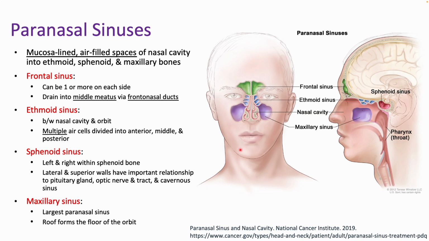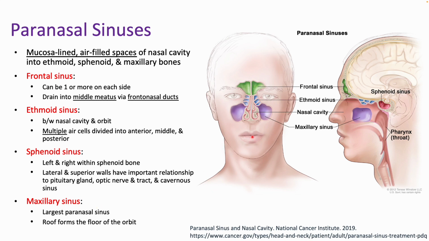The lateral and superior walls have a really important relationship with the pituitary gland, which you can see, this tiny pituitary gland right here. It has an important relationship with the pituitary gland, the optic nerve and tract, and the cavernous sinus. If you go back to the video that had the cavernous sinus, you can see in that drawing and the pictures how close all of these are. And so the cavernous sinus is also a sinus. We have our sphenoid sinus. So a lot of that's going to have an important connection.